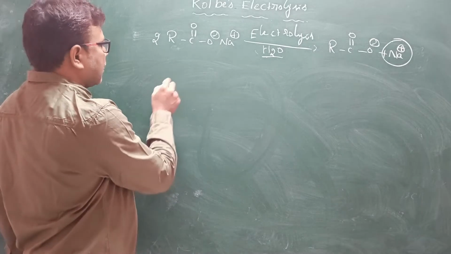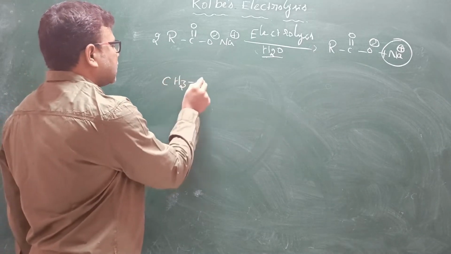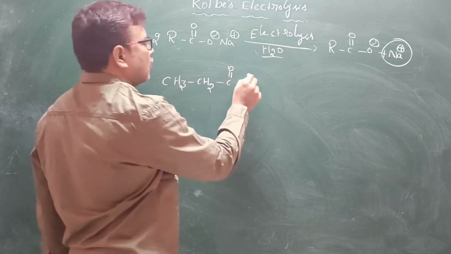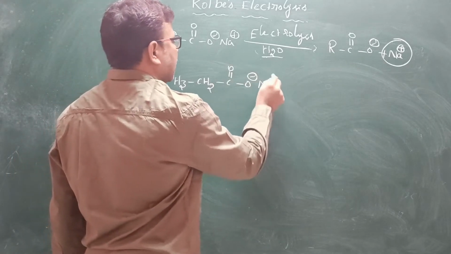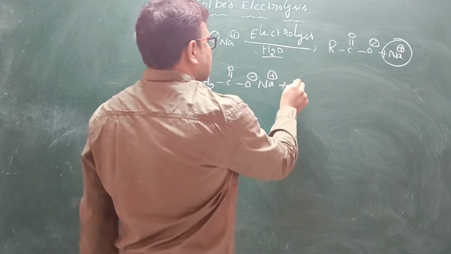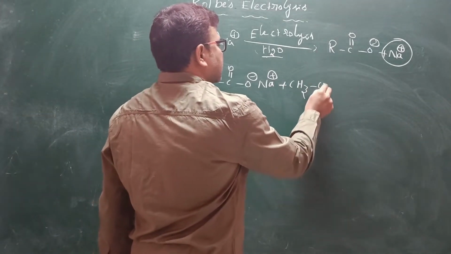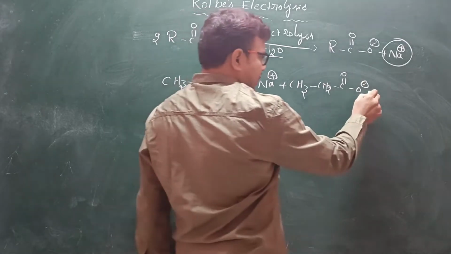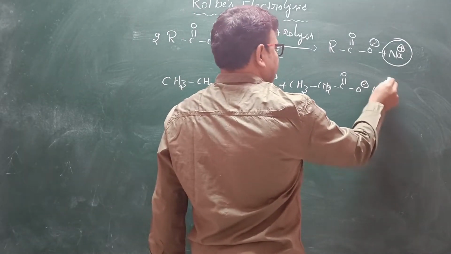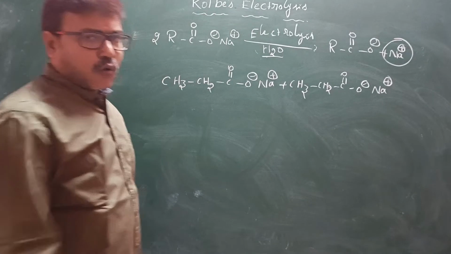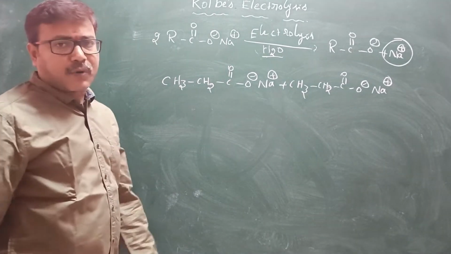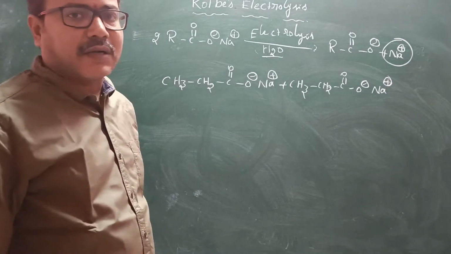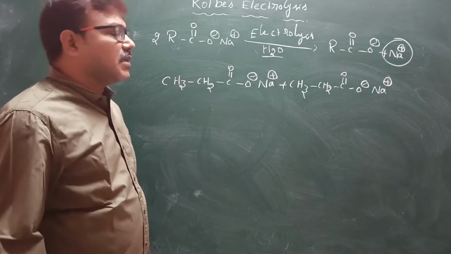So you see one example: CH3CH2COO minus Na plus. This compound undergoes Kolbe's electrolysis. How many products do you get? Here you get side products also, but the major product is alkane.